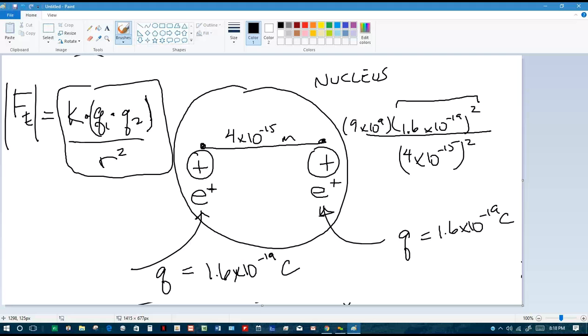I got 2.3 times 10 to the negative 28. Yep, now just divide by what? Divide by X. Yep, divide by X, enter. There's your number. There's your answer. I got 14.4. Yep, 14.4 newtons.